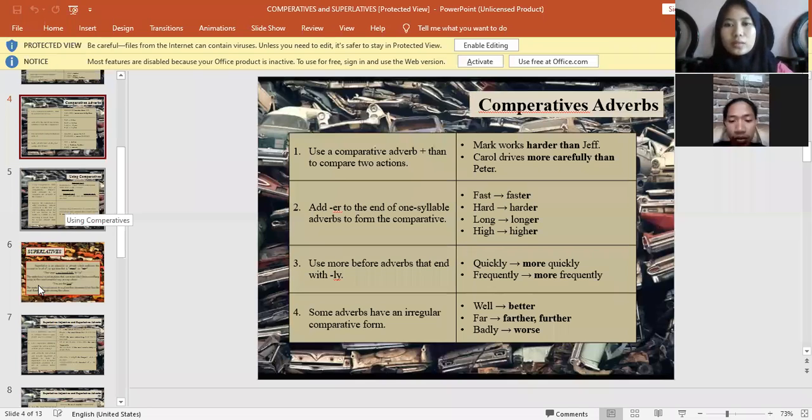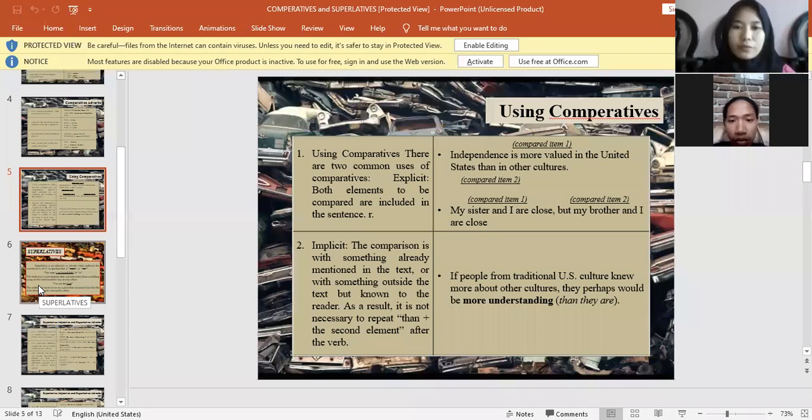I will continue our material. The next is using comparatives. There are two common uses of comparatives. The first is explicit. Both elements to be compared are included in the sentence. For example, independence is more valued in the United States than in other cultures. The next is, my sister and I are close, but my brother and I are closer.